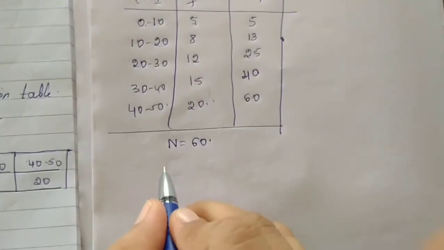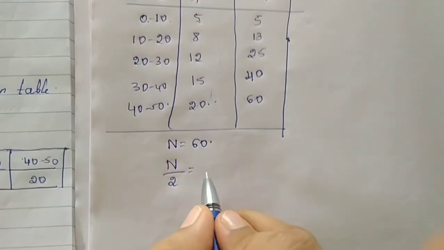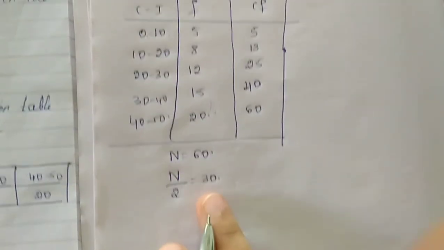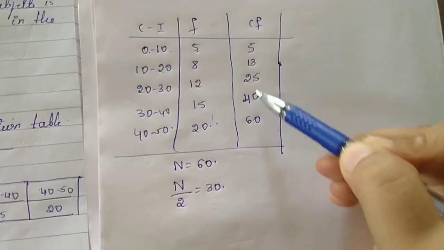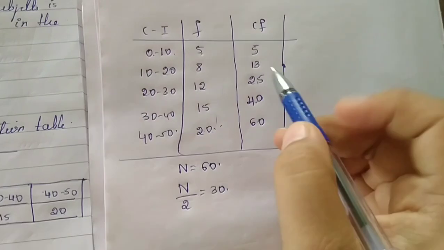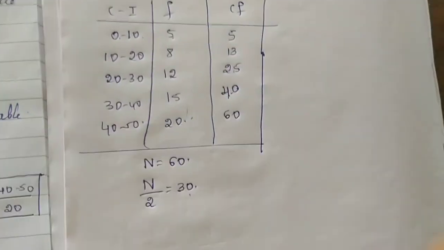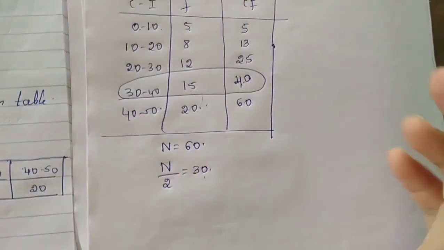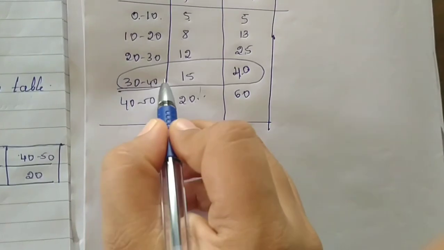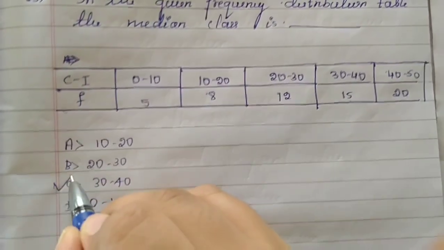After this you have to find the value of n by 2, that is nothing but 30. So 30 will come in between 25 and 40, isn't it? So now this is our median class. Therefore, the class interval 30 to 40 is the correct option, that is option C.